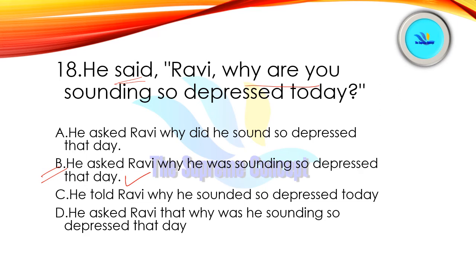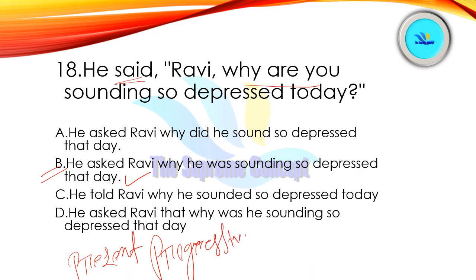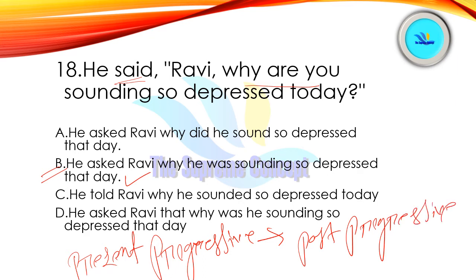All right, so let me write it for you. Present progressive is basically converted into past progressive in indirect speech. And here, as you can see, we converted why are you into why he was. And today is converted into that day as per the rule of narration, that is the direct and indirect speech rule.